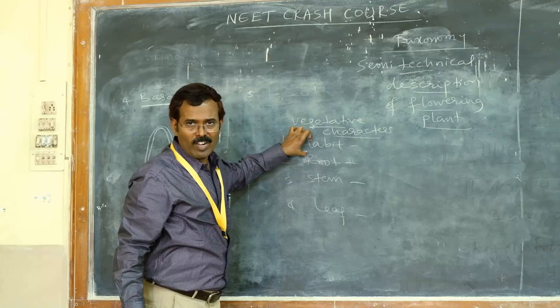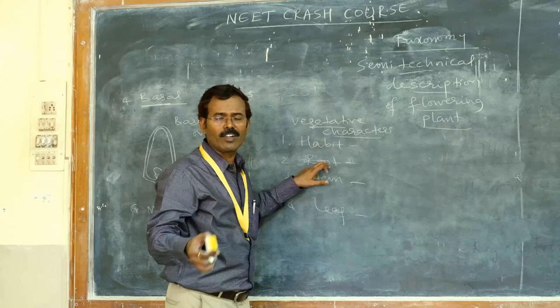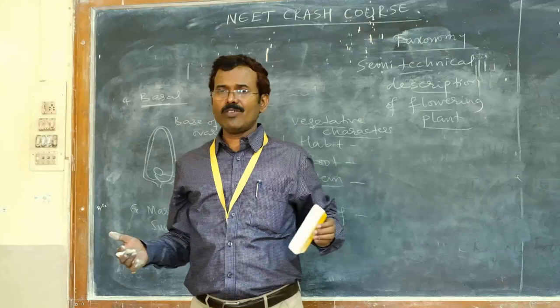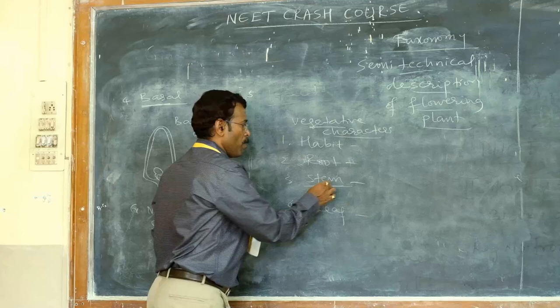Then root system. Basically, you know that dicots have taproot system and monocots have fibrous root system. So what kind of root system is present in that plant, you have to mention. Then stem. Whether it is soft, herbaceous or woody, hard, cylindrical, whether it is hairy. So what kind of nature of stem is there? The present characters have to be mentioned.